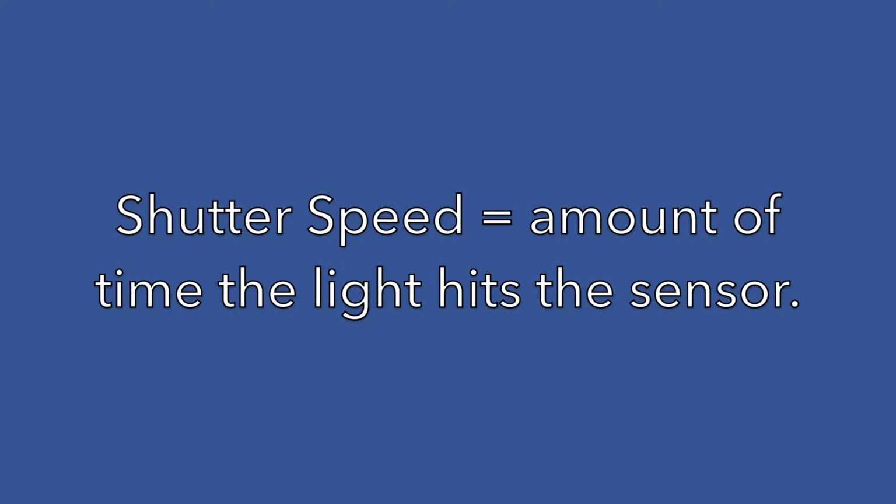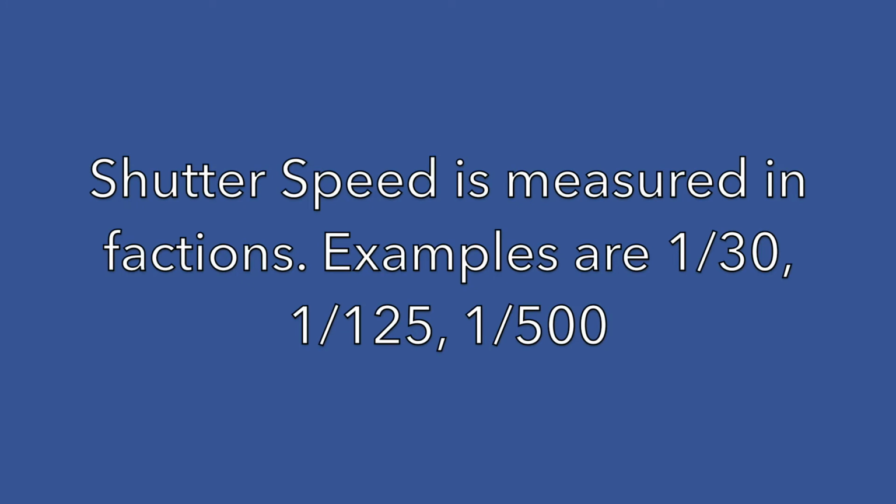Shutter speed is the amount of time the light hits the sensor. It's measured in fractions. Examples are 1/30th of a second, 1/25th of a second, and 1/500th of a second.